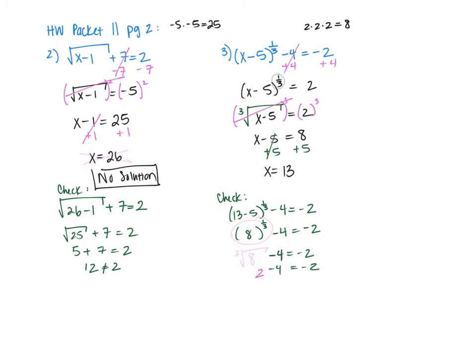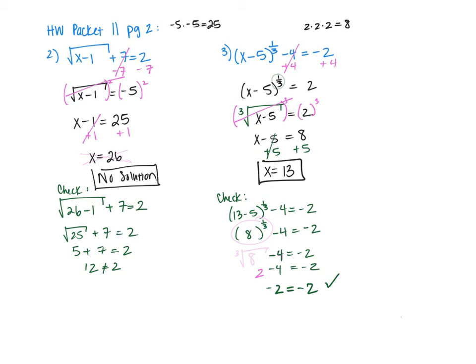2 minus 4 gives me -2, and this does equal the right-hand side, so this does check out. So I can definitely say that X equals 13 is a valid answer. All right, so this time we did get a valid answer.